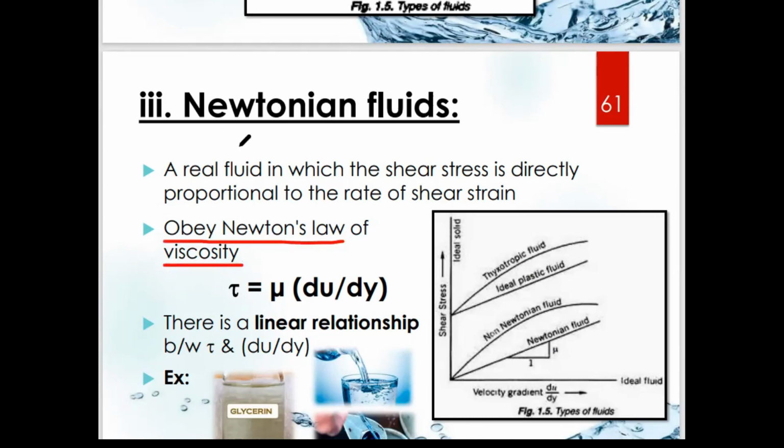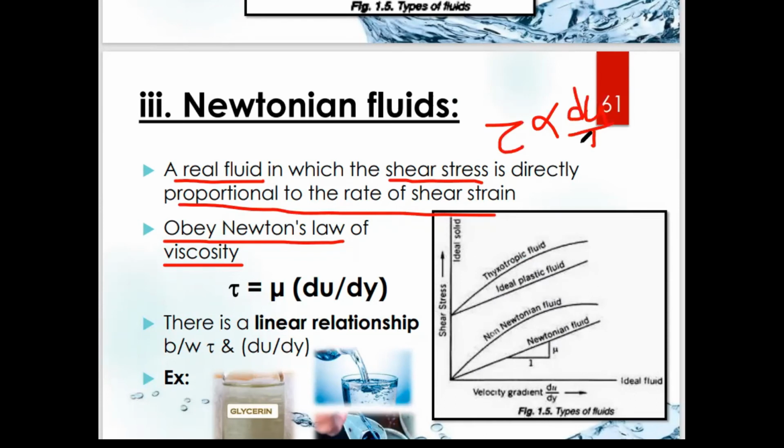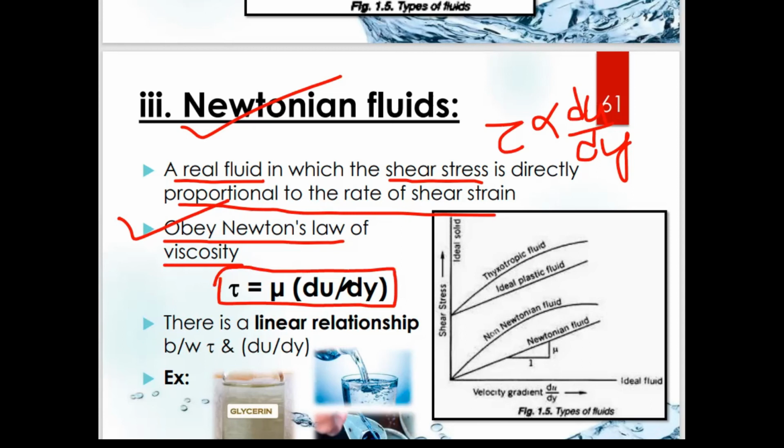So what is a Newtonian fluid? It is a real fluid in which shear stress is directly proportional to the rate of shear strain. So if tau is directly proportional to du by dy, then that is called a Newtonian fluid. In simple terms, the fluids which obey Newton's law of viscosity are called Newtonian fluids, where Newton's law of viscosity is tau is equal to mu into du by dy.